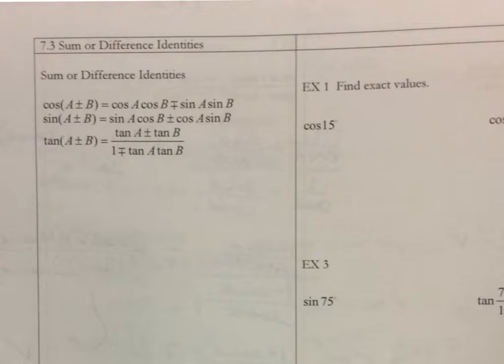Okay, class, we're ready for 7.3 now. In 7.2, remember, we spent our time verifying identities, and we didn't really add any identities to our list of identities that we've committed to memory. We are adding some identities to our class now in this section, but these are not really identities that you're probably going to need to commit to memory.